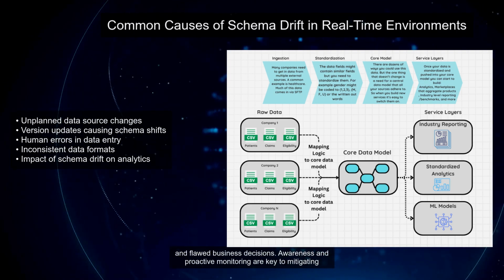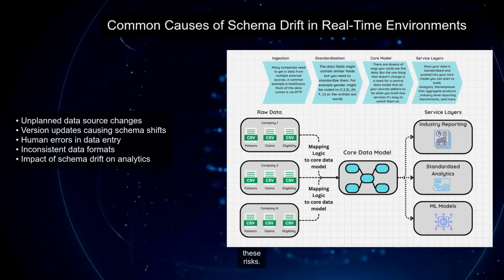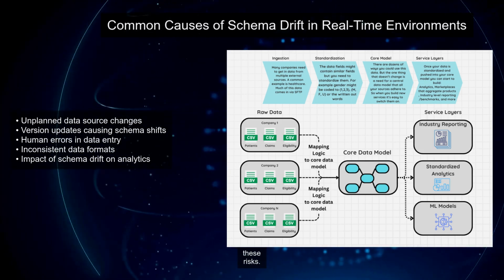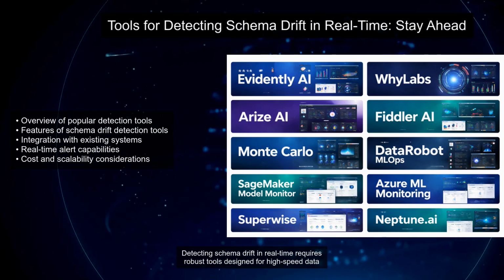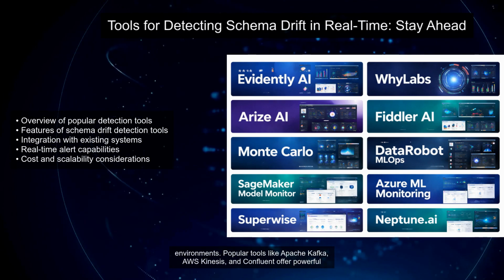The impact on analytics can be severe, resulting in inaccurate insights and flawed business decisions. Awareness and proactive monitoring are key to mitigating these risks. Detecting schema drift in real time requires robust tools designed for high-speed data environments.